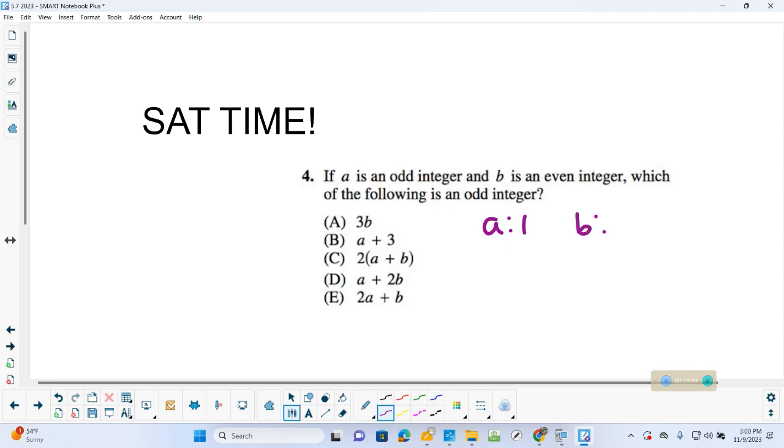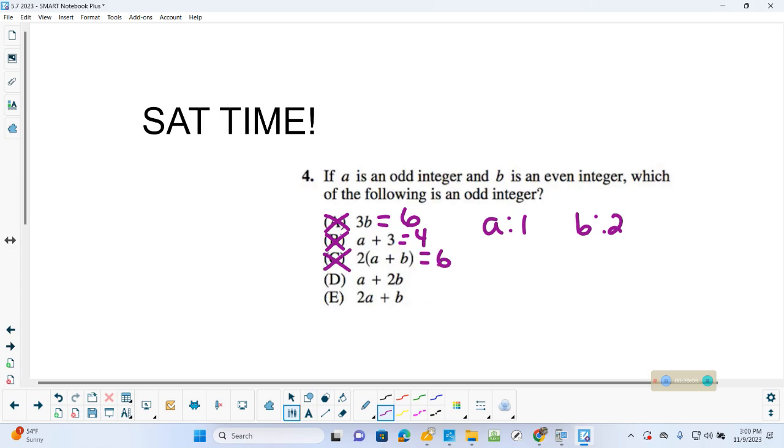1. B is an even integer. Give me a small even. So I'm just going to test these really quickly and calculate them and see which one turns out to be odd. Well, 3B: if I do 3 times 2, you get 6. Not it. If I put 1 in here, what's 1 plus 3? 4. Not it. If I do parentheses first, 1 plus 2 would be times 2. Not it.